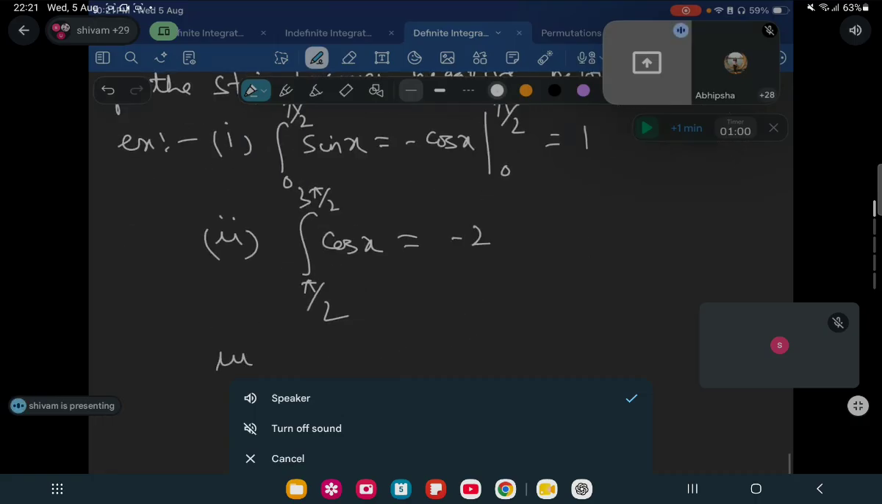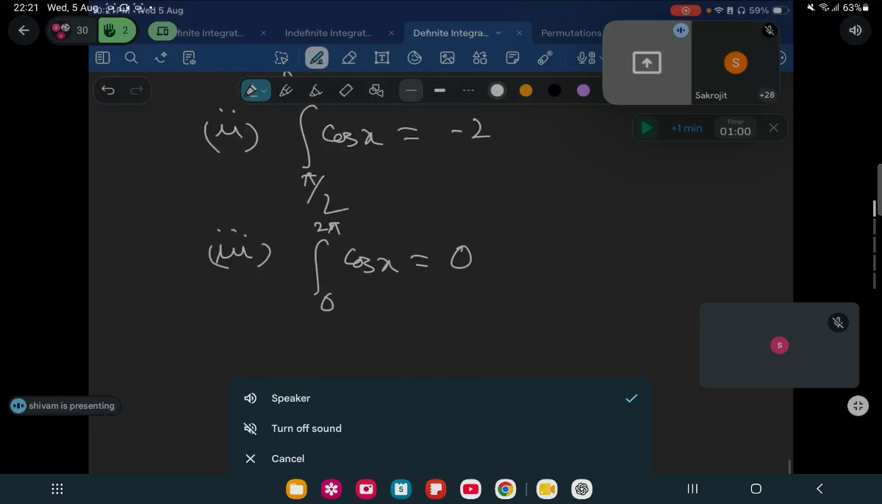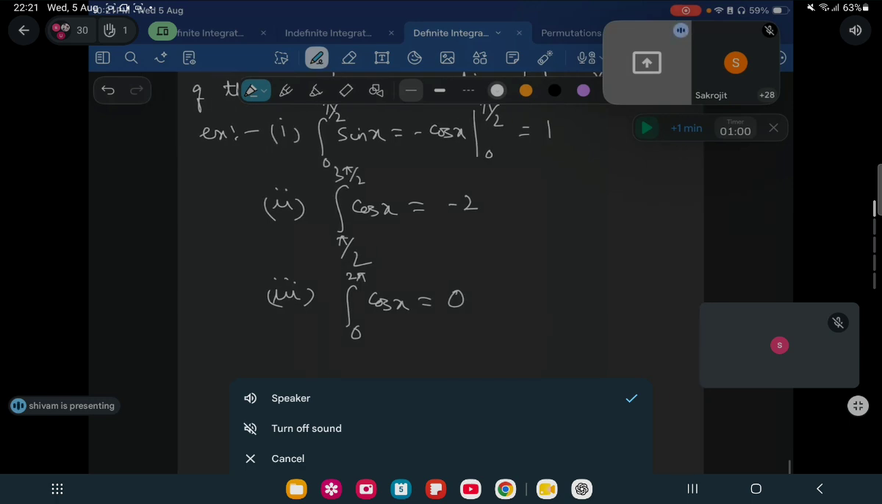Okay, next. Number 3. Somebody tell me what is the integral from 0 to 2 pi of cos x. Raise your hand. Yes, tell me. 0. Okay, everyone. Now let us draw their curves, the curves of 1, 2, and 3.